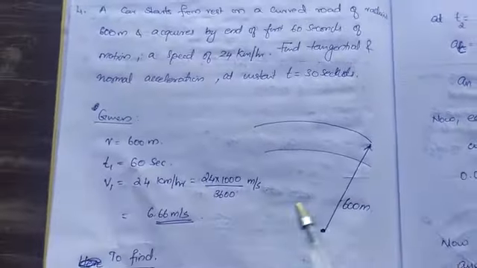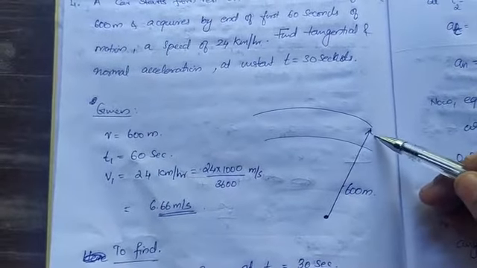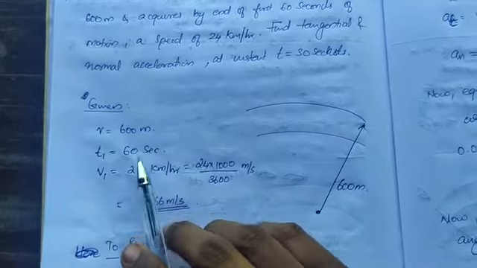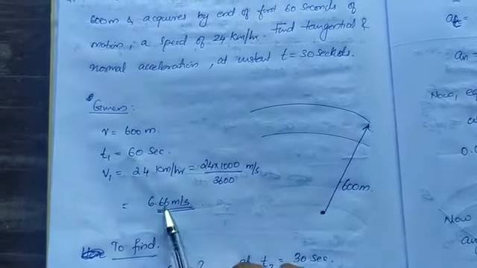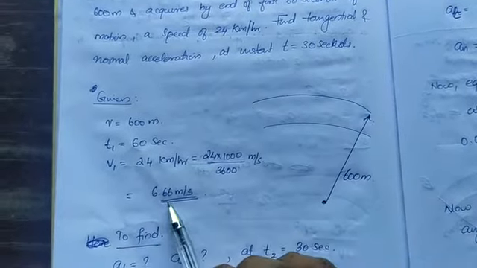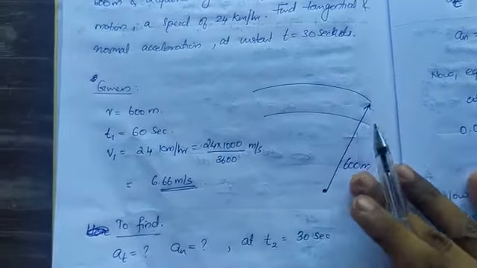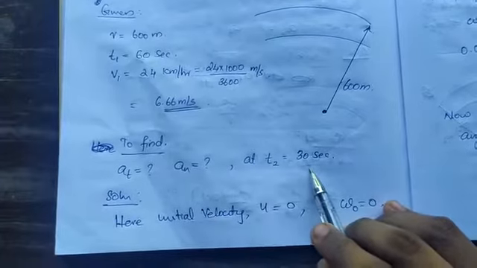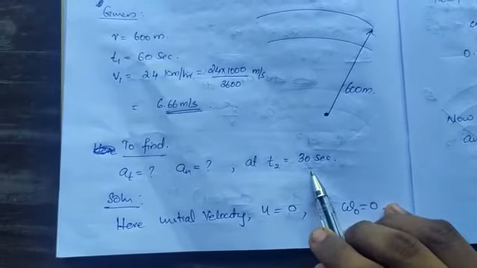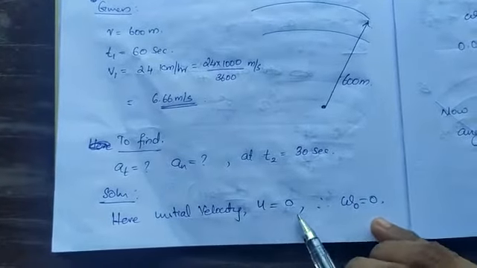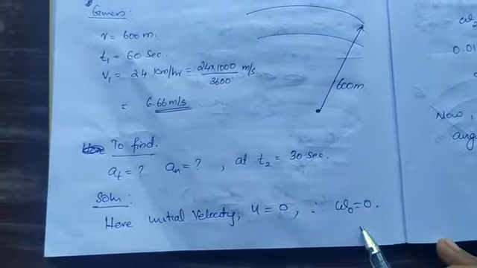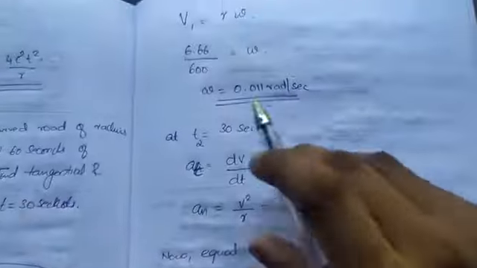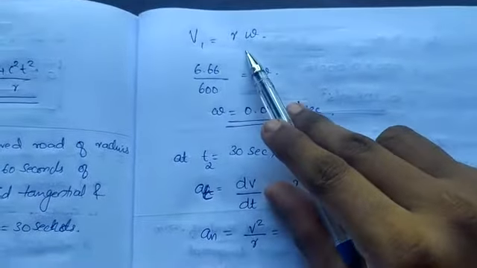Okay, so the radius is 600 meters. The first time is 60 seconds. For the first 60 seconds the velocity is 24 km per hour. When you convert it, it is 6.6 meters per second. You need to find aT and aN at t2 equals 30 seconds. Here the initial velocity is 0, and so the initial angular velocity will also be 0. v1 is equal to r omega.